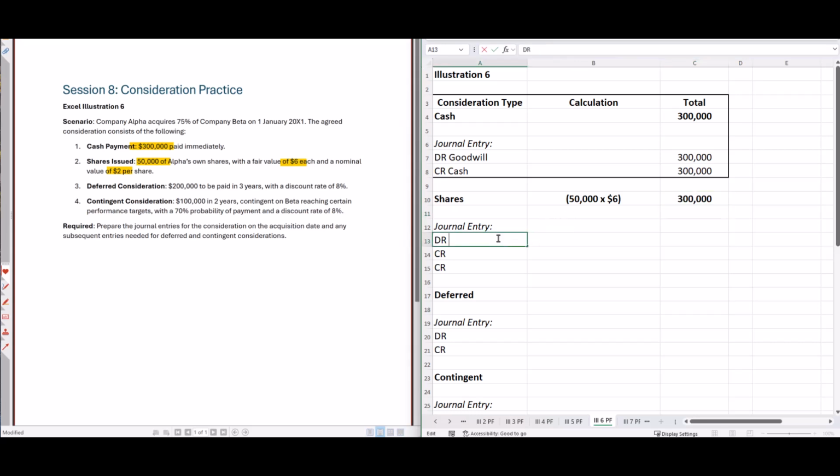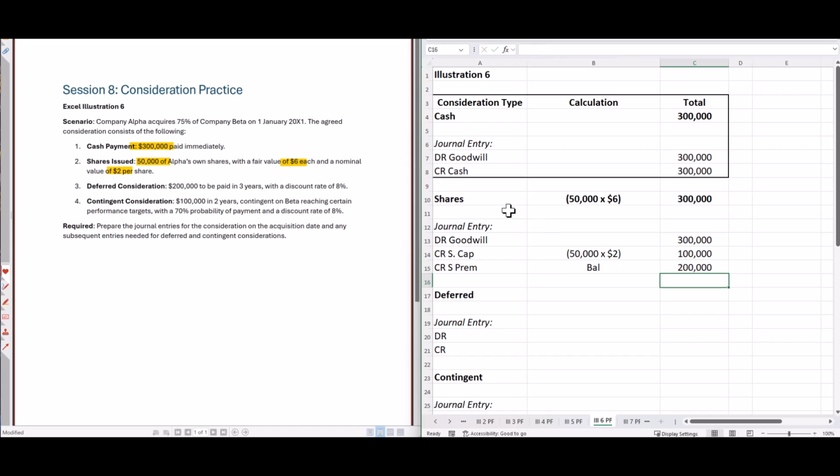The journal entries will be debit goodwill. Remember, we know that the debit always goes to goodwill. So the total amount will be 300. But it needs to be split between share capital and share premium. Okay, and the share capital will be 50,000 shares times the nominal value, which in this case is 2. So that's 100,000. And then the balancing figure will go to share premium. So that's 200,000.